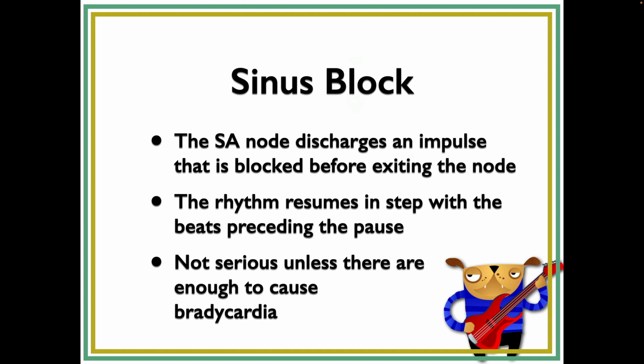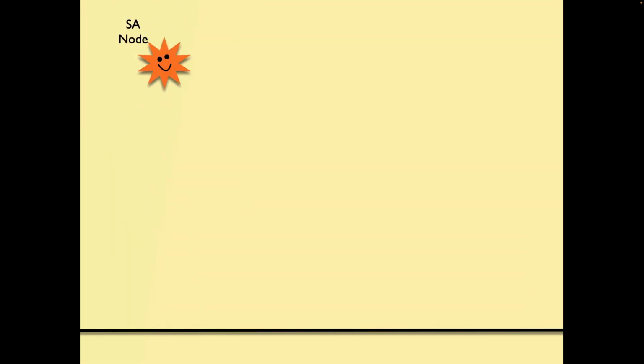The rhythm resumes in step. So what happens is the pacemaker cells just keep throwing out the impulses at a regular rate, but you don't see them on the ECG strip because a couple of them are blocked. But when they start up again, when we see them on the strip, they're right in the right pattern because the pacemaker cells have just been doing their thing and making sure that they're firing off regularly. Okay. And it's not really serious unless it happens so much to cause a bradycardia. It's not clinically significant. There's very little importance to a sinus block. So here's my picture of what's happening.